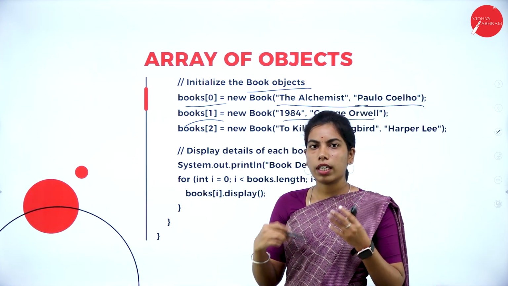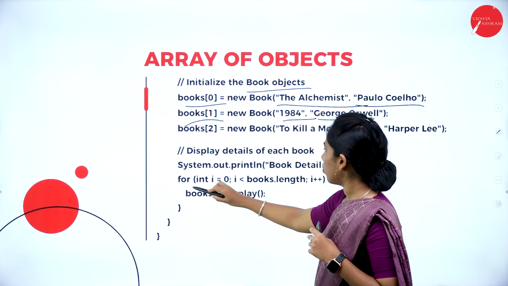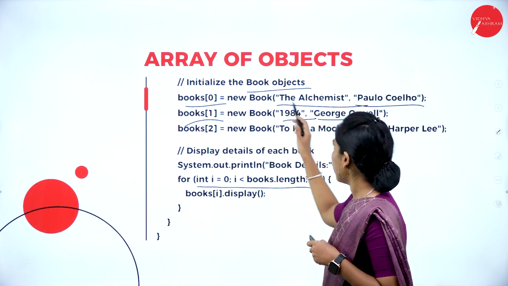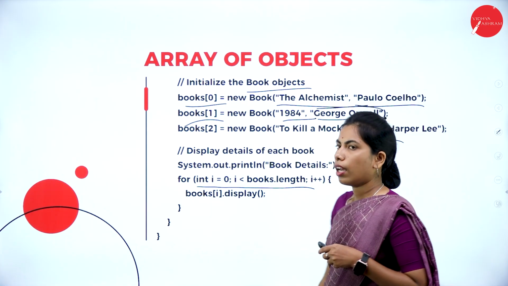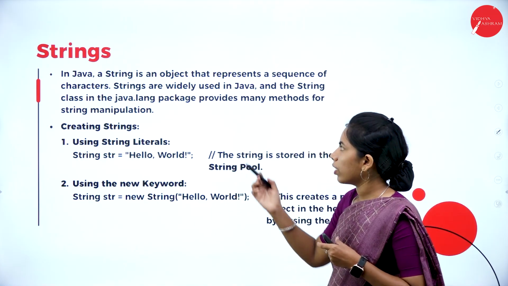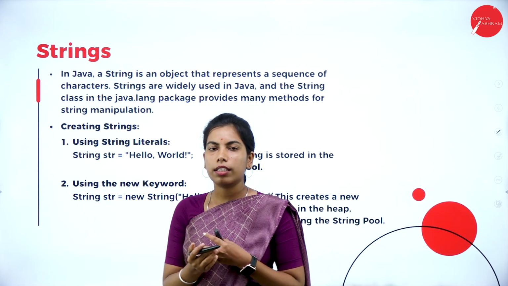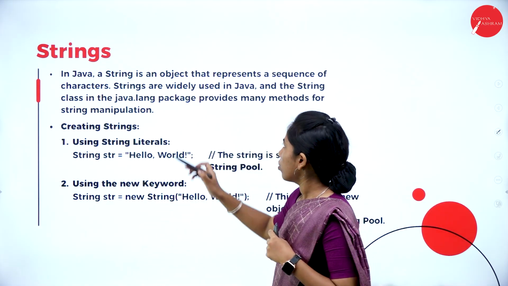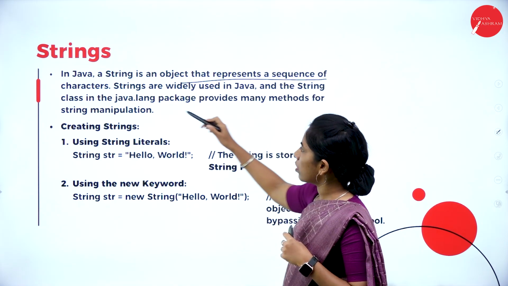Within the double quotes you can insert the numbers. So this is how the book will be printed, books.i.display. This is how the book's authors will be printed as the output. And next we can see a string. A string is nothing but a series of characters enclosed within double quotes. It is an object that represents a sequence of characters.